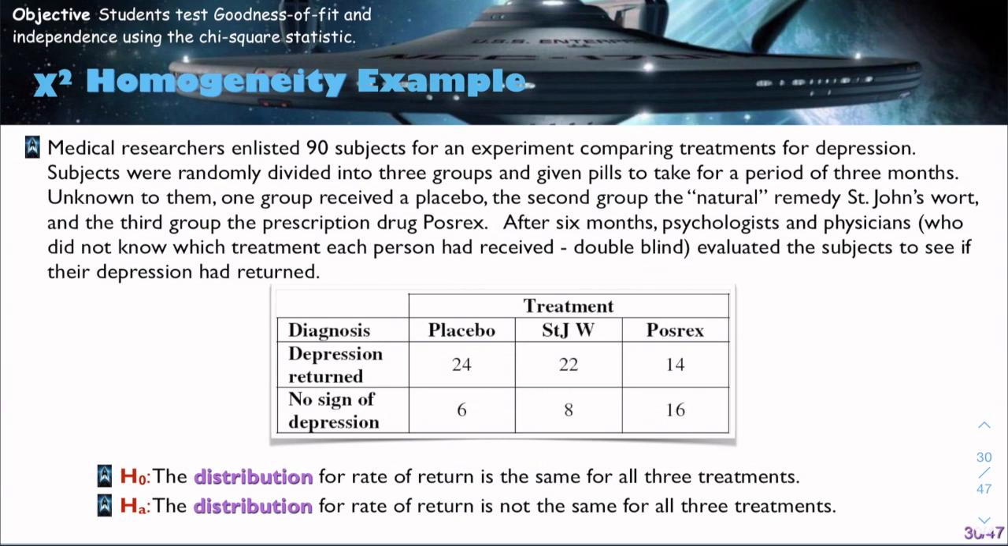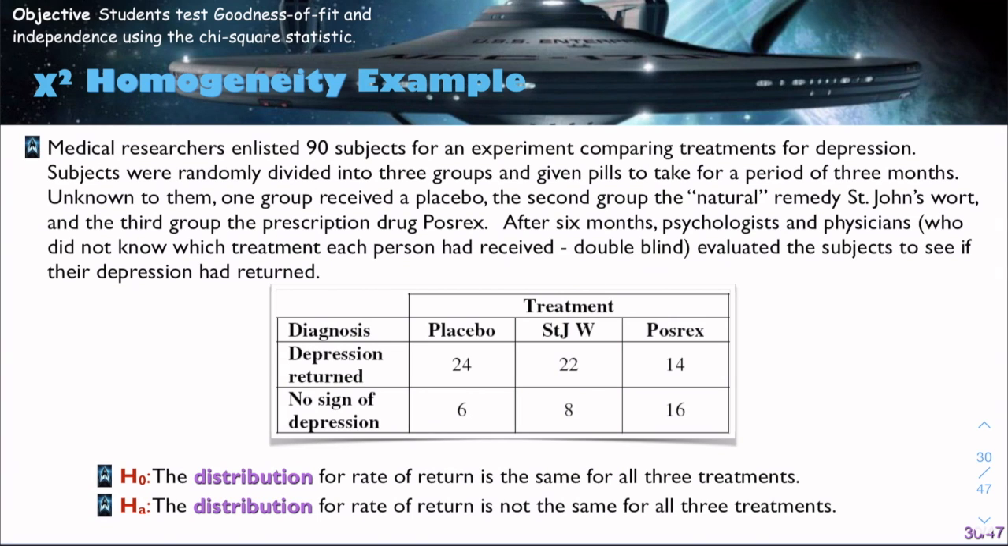So let's look at an example. Medical researchers enlisted 90 subjects for an experiment comparing treatments for depression. Subjects were randomly divided into 3 groups and given pills to take for a period of 3 months. Unknown to them, one group received a placebo, the second group the natural remedy St. John's wort, and a third group the prescription drug Posrex. After 6 months, psychologists and physicians, who didn't know which treatment each person had received, so this was a double-blind experiment, evaluated the subjects to see if their depression had returned.